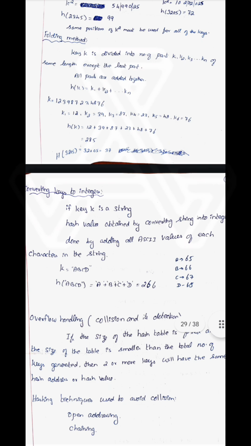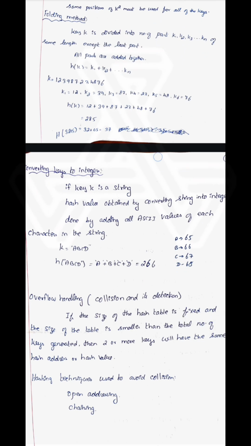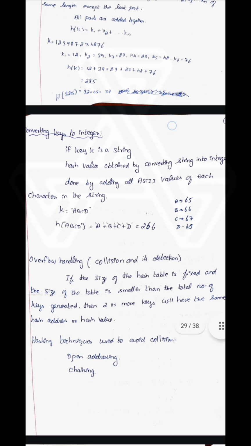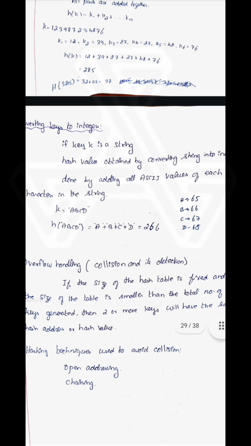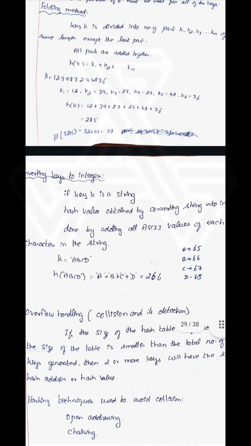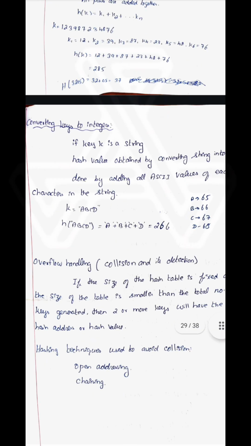Folding method. The key k is divided into a number of parts k1, k2 to kn, all of the same length except possibly the last part. All parts are added together: h(k) is k1 plus k2 plus k3 up to kn. Here the key is 1, 2, 3, 9, 8, 7, 2, 3, 4, 8, 7, 6. K1 is 12, K2 is 39 and so on, up to 76. If we add them we get 285. If a number is 3205, we add 32 plus 05, that is 37.